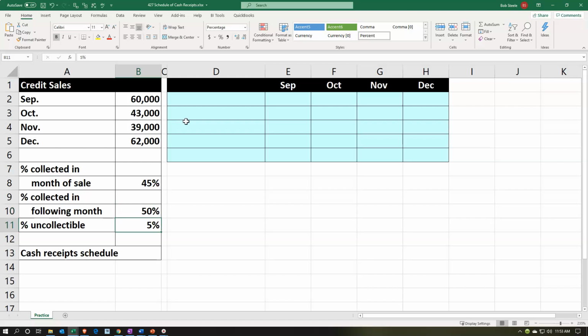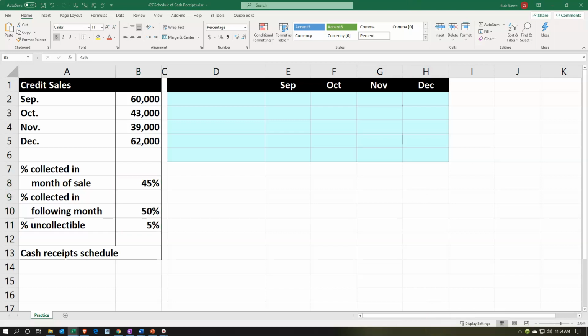And then we're saying that 5% is going to be uncollectible. We're just not going to collect on them because we're not going to be able to. We're going to try to collect on them, but estimated based on past history, 5% of the sales are uncollectible. If we add all these up, then of course, that'll add up to the 100%. All right, so let's put together our worksheet.